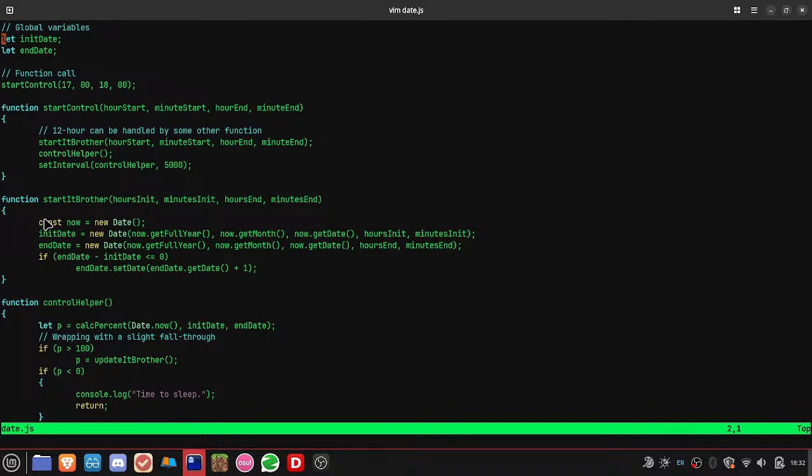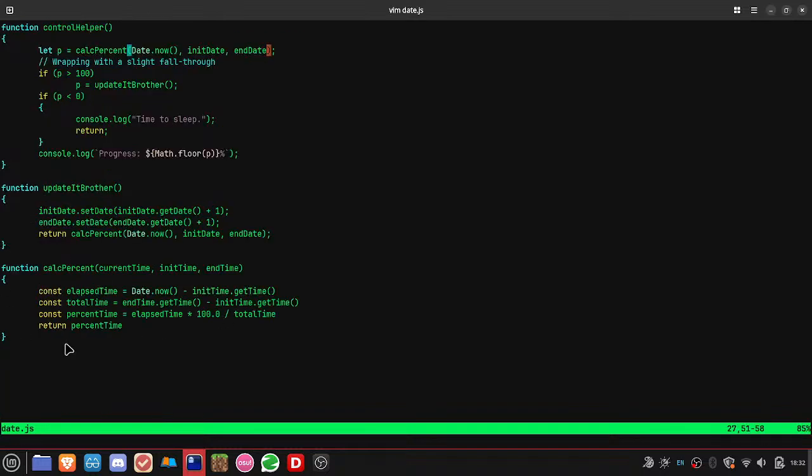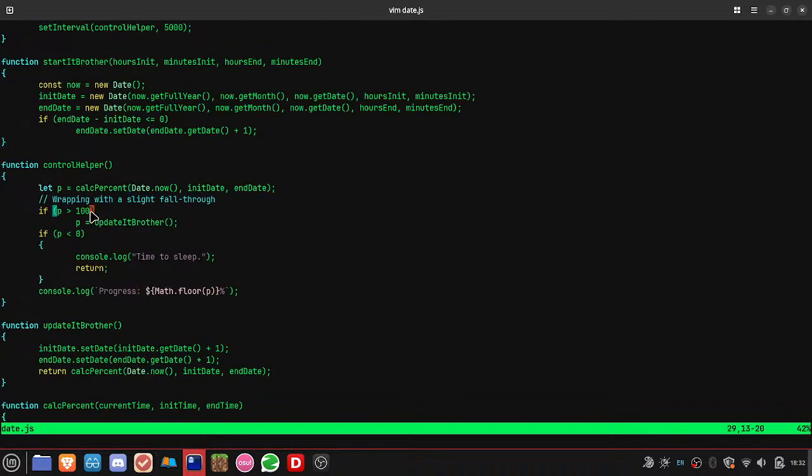Okay, control helper. What is control helper? After that it goes to control helper. Control helper actually calculates the percentage, and with a slight fall through, okay, P is greater than or equal to 100. If P, for example, is 205, if P is 205%, then we will tell it to update to the next day, and then into the next 24 hours.